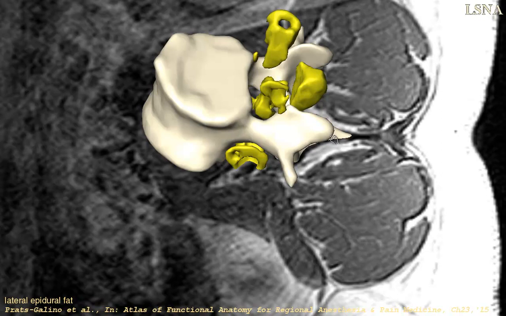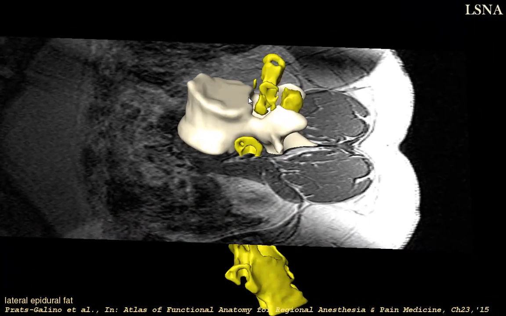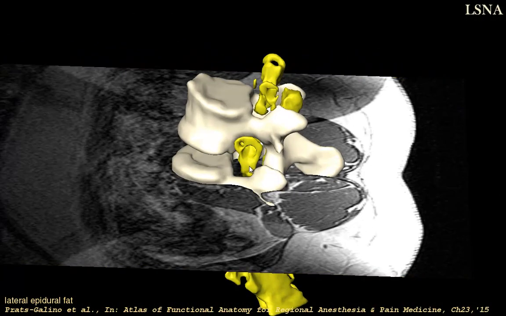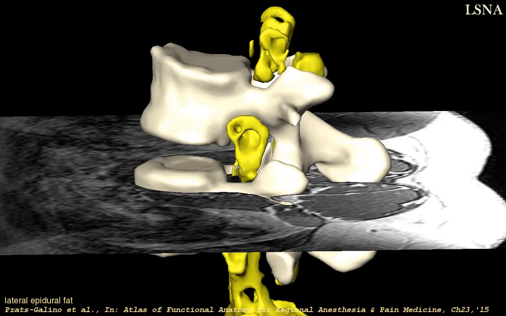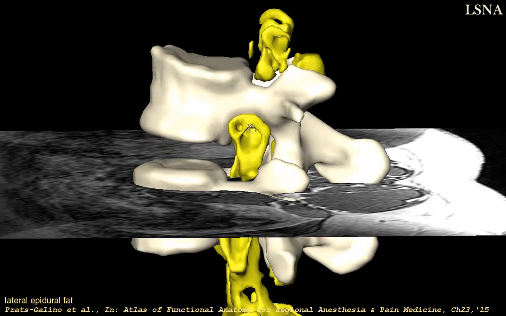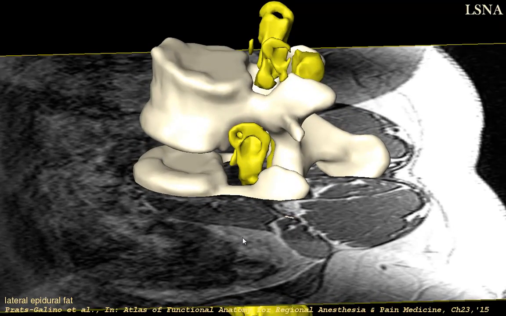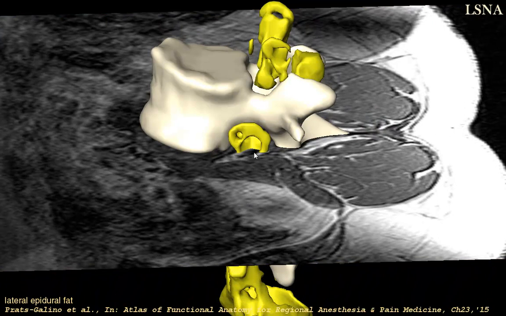On the other hand, the lateral fat compartment fills the intervertebral foramen, surrounds the exit of the spinal roots, and is continuous with the paravertebral fat.